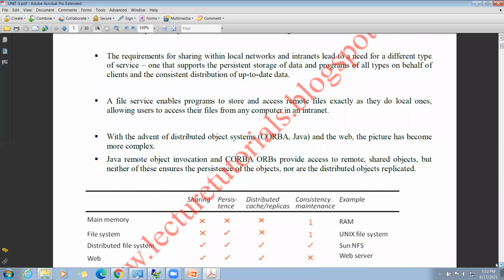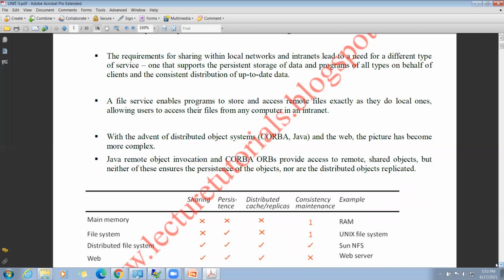Coming to the next point, the requirements for sharing within a local computer, a local network, and an intranet lead to the need for different types of service. Here we are sharing resources within the local network, within the intranet, which leads to different types of service. The first one supports the consistent storage of data and programs of all types on behalf of clients, and the consistent distribution of up-to-date data.